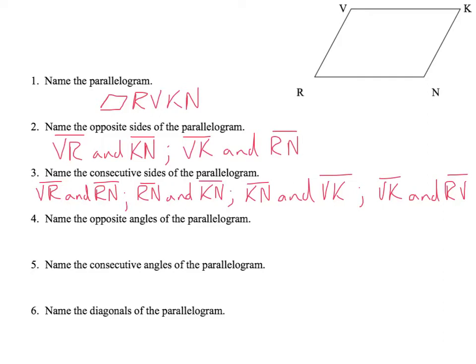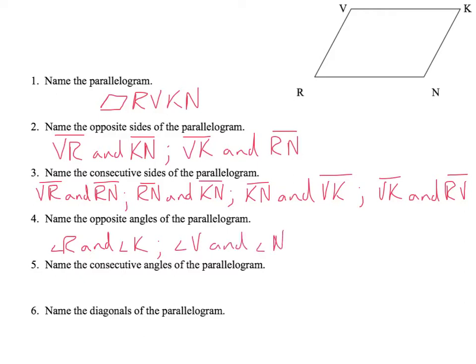Now, opposite angles are the angles that are across from each other. So angle R here, its opposite angle would be angle K. And angle V, its opposite angle would be angle N. So I'm going to go ahead and write those down. So angle R and angle K, and then the other set was angle V and angle N.